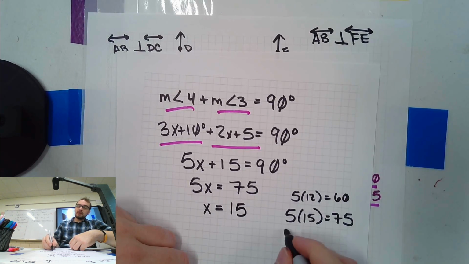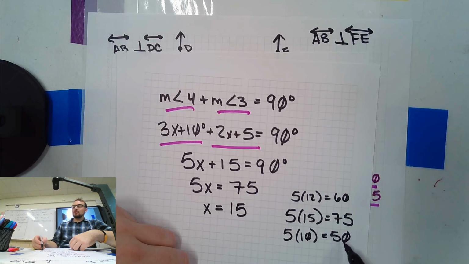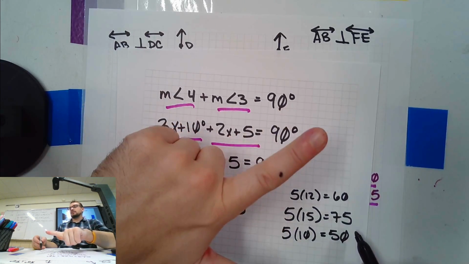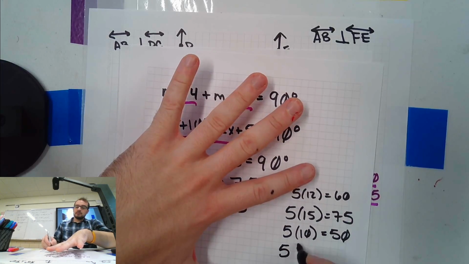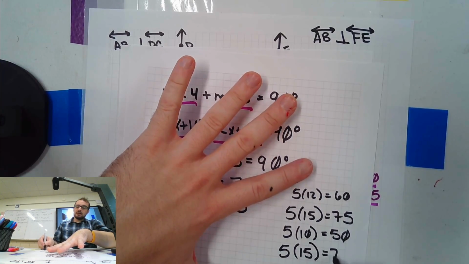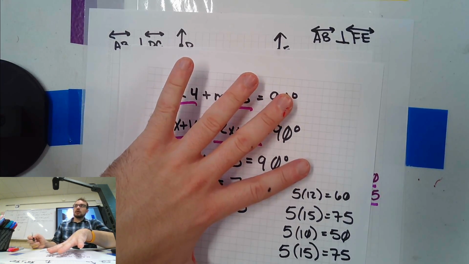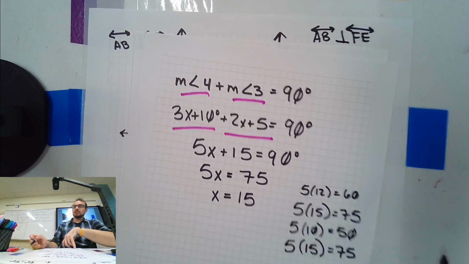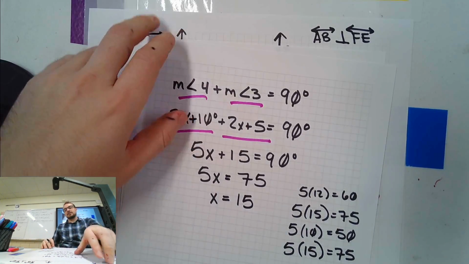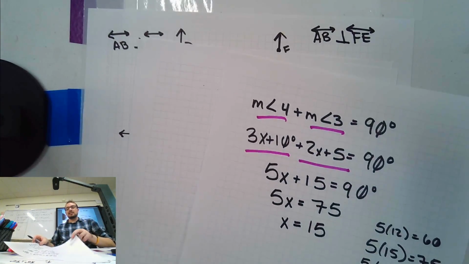Now, another way you could have done it, maybe you don't know 5 times 12 is 60, but I bet you know what 5 times 10 is. It's 50, right? How many more 5s do I need to get to 75? 55, 60, 65, 70, 75. 5 more 5s, right? So 5 times 15 is 75. All right? So 15 times is how many times 5 goes into 75. So x is 15, which is all fine and dandy.